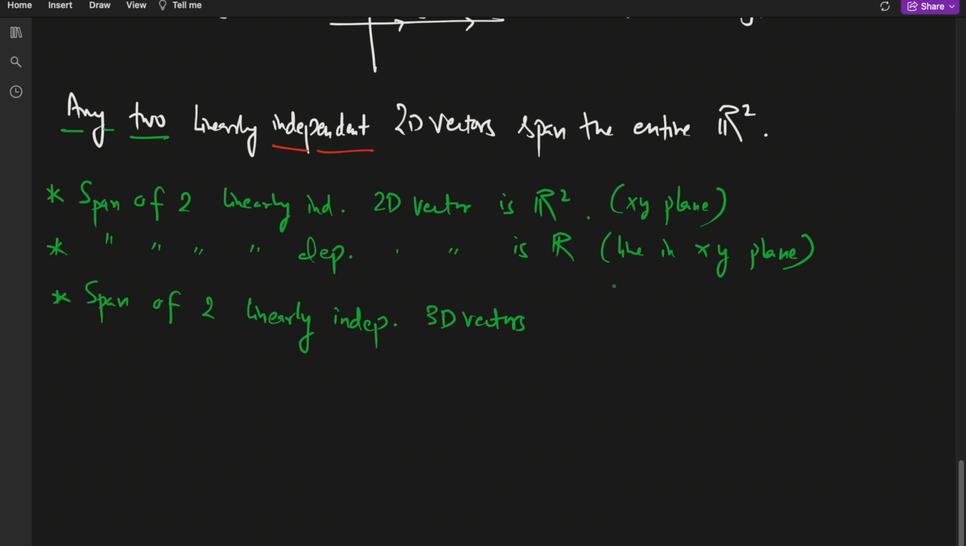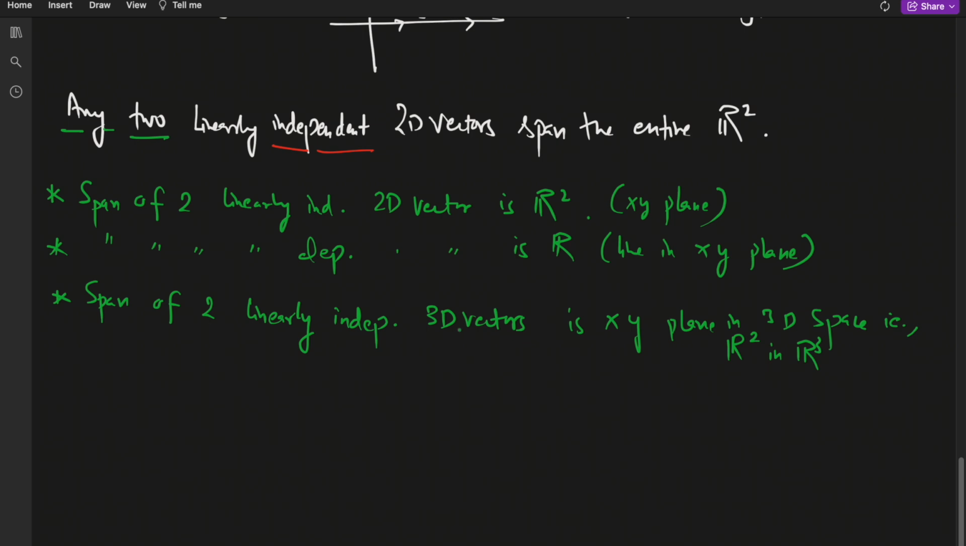No, it is just going to be R². It is an xy plane in 3D space. That is, it is R² in R³, right? So R³ is the entire 3D space, and this span of two linearly independent vectors is R². So see, first of all, why is it R²?